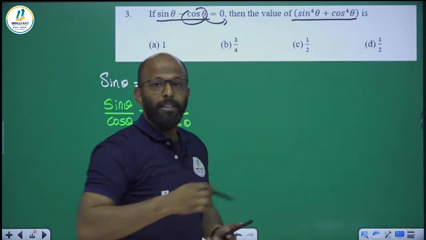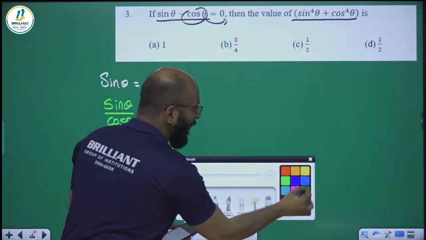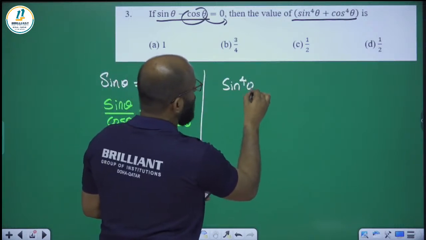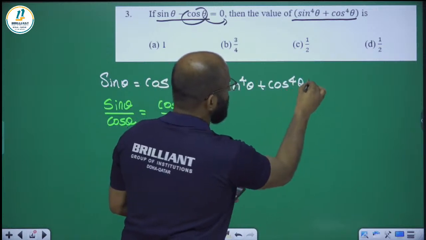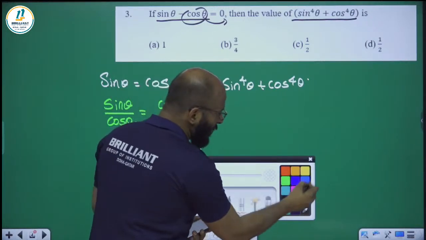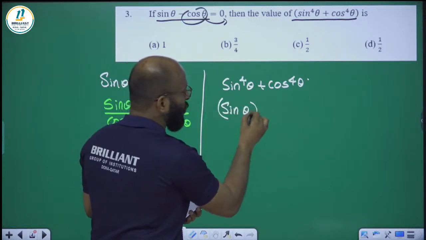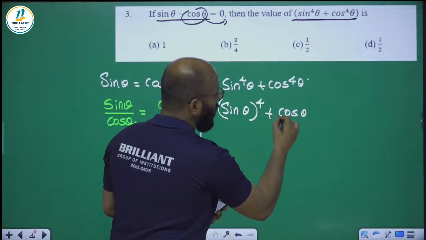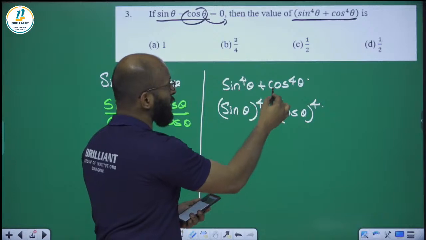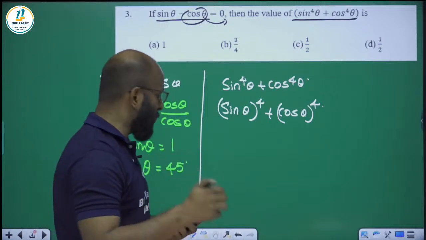What is our required expression? Sine raised to 4 theta plus cos raised to 4 theta. Now how will we substitute? Before that, we can write this as sine theta whole raised to 4 plus cos theta whole raised to 4.